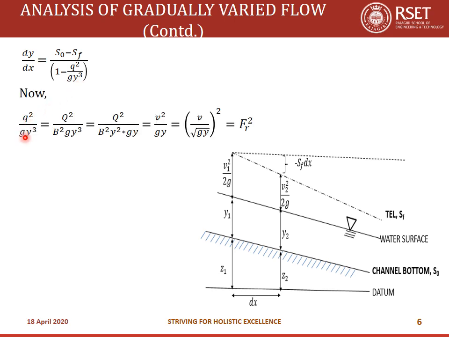Now q squared by g y cube, small q is capital Q by b, so capital Q squared by b squared. Y cube, I split it into y squared into y. So Q squared divided by b squared y squared would become v squared. Velocity, Q divided by area, is velocity, so velocity squared divided by g y, which is nothing but v by root g y the whole squared. V by root g y is the Froude number at the depth y, and so I will get q squared divided by g y cube is equal to the Froude number the whole squared, which I can substitute back over here. So dy by dx would be S naught minus Sf divided by 1 minus Fr squared.